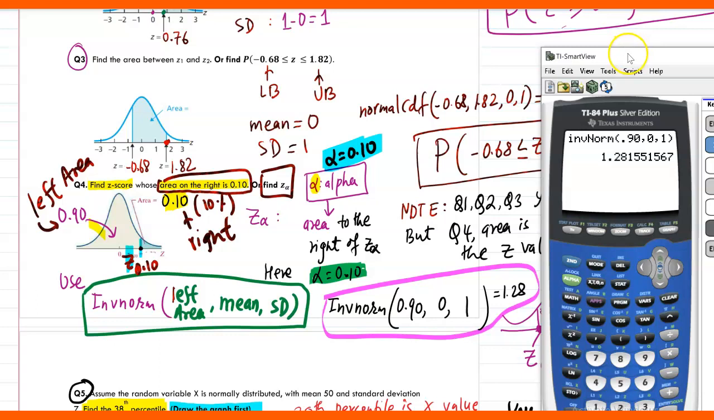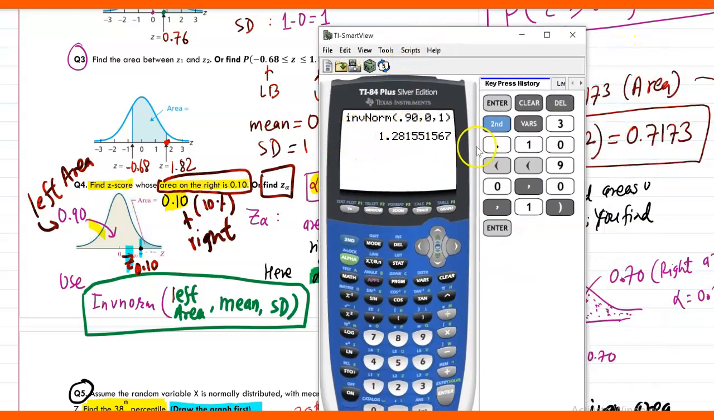But notice that some calculators have an option where you have to choose left area, right area, or middle area. If you have a calculator like this one, you type exactly this way. But if your calculator asks you to choose the area right or left, it doesn't matter. You can choose 0.10 to the right, or you can choose 0.90 to the left. It's up to you. But if there is no option to choose left or right area, you must put the left area in the calculator function. That's how you solve question number 4 to find the Z-score.